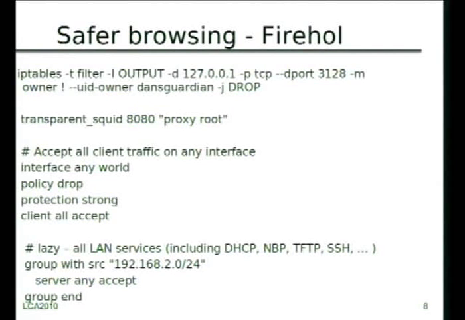I've got some configuration here on what is generated for Firehole. I've put in a network rule to allow simple connections for DHCP, PXE and the like, to speed things up for the presentation. But what we can see here is the important bit, the first line, where only Dan's Guardian is allowed access out. That gives us the catch-all transparent nature of the proxy.